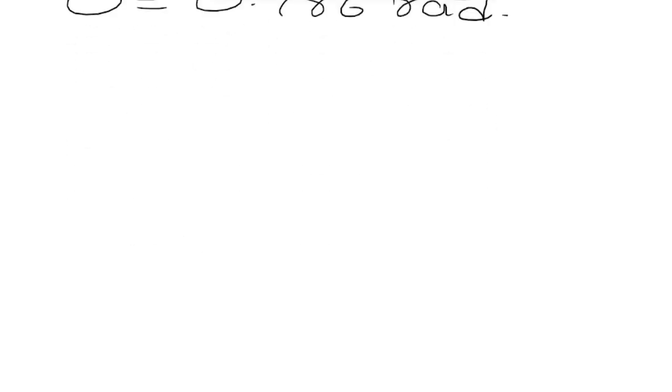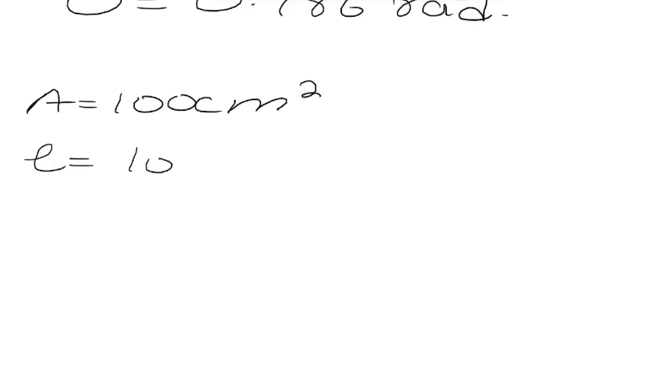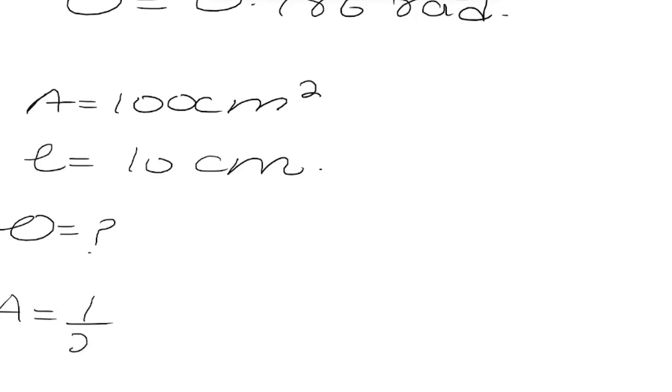Okay, so first we are given the area, which is 100 centimeter square, and then we are given the length. Now what is the length? The length is 10 centimeter, and we need to find the theta. So in order to find the theta, let's look at the formula of the area. What is it? It is 1 by 2 r square theta.